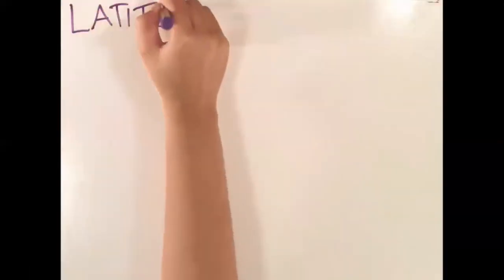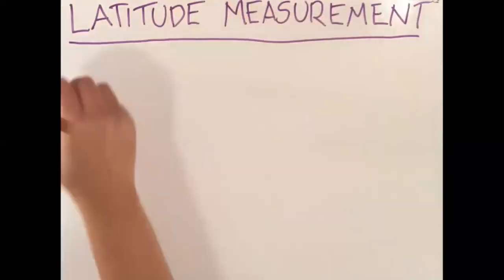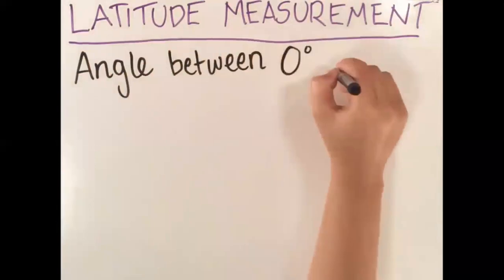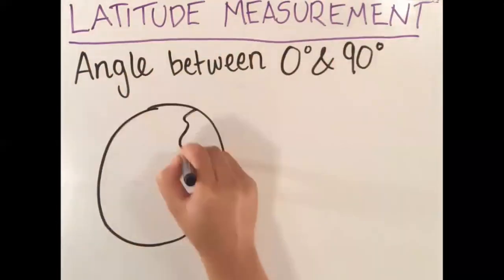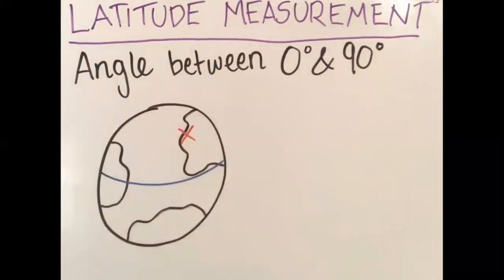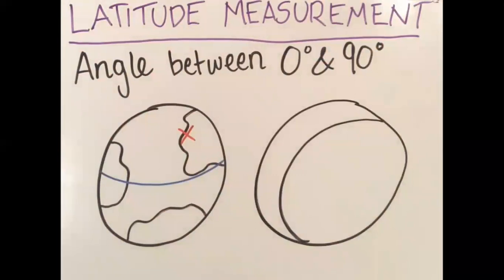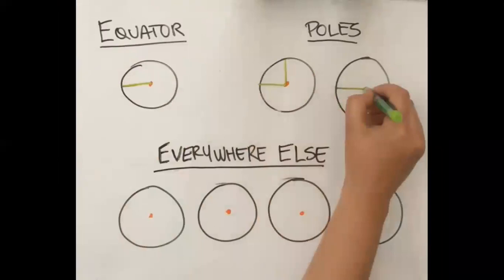Latitude is measured as the angle between the equator and any point on the Earth's surface. To understand why it's an angle, imagine that we are trying to measure the latitude value of the red X. If we slice the Earth in half, we would see that the latitude is measured as the angle between the equator and the point, with the Earth's core as the vertex. This explains why at the equator, latitude is 0 degrees, at the poles, positive 90 for north and negative 90 for south, and everywhere else is somewhere in between.